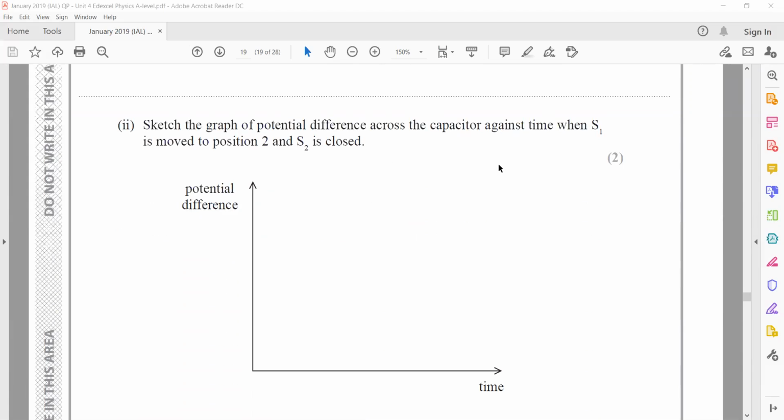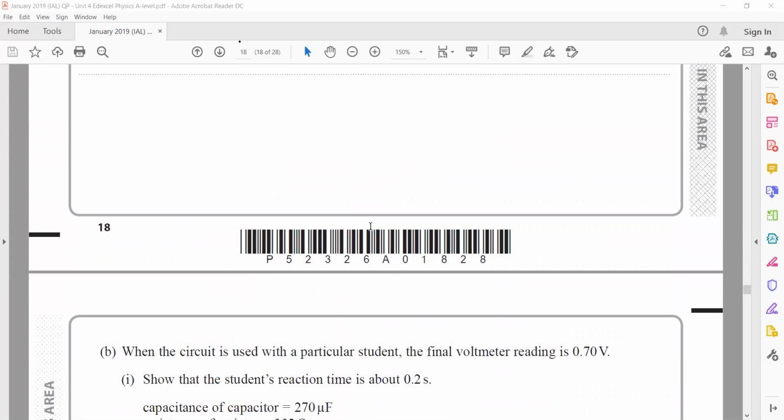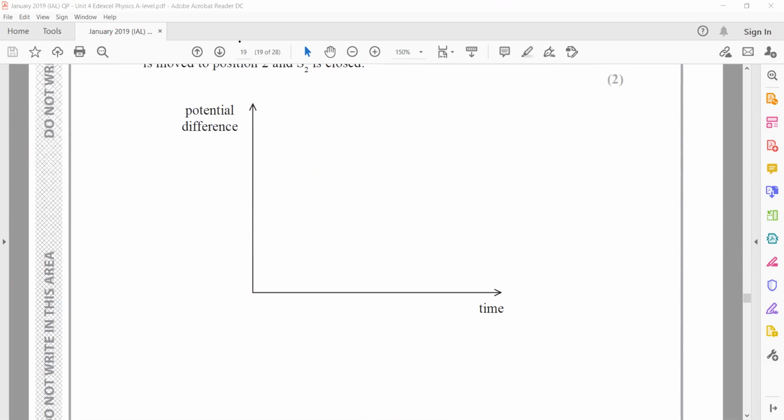Then sketch the graph of potential across the capacitor against the time when S1 is moved to position 2, and S2 is closed. So S2 is closed and S1 is moved to position 2, so the capacitor starts to discharge. So we have to sketch a graph for the discharging of the capacitor.